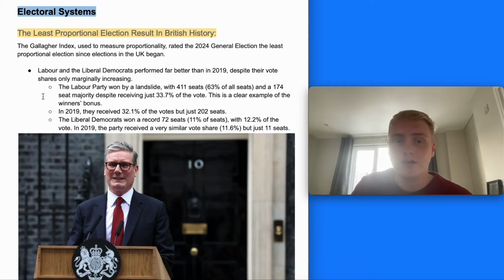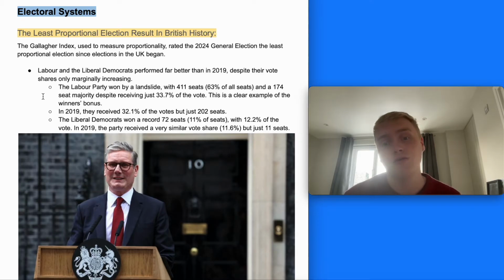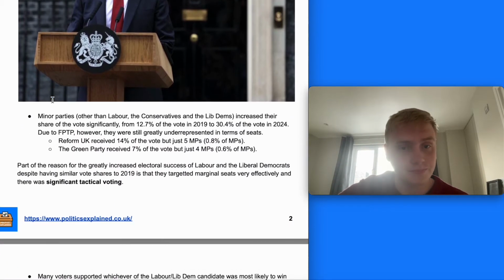But their seats increased from 11 to 72, so they massively increased their seats, and that shows that votes in certain places matter far more than votes in other places in the first past the post system. What you saw with the Lib Dems is they targeted seats absolutely brilliantly in this election, were highly effective at targeting really affluent, the nicest parts of England, the most affluent parts of England, and were very successful as a result of that, despite increasing their number of votes by only a little bit.